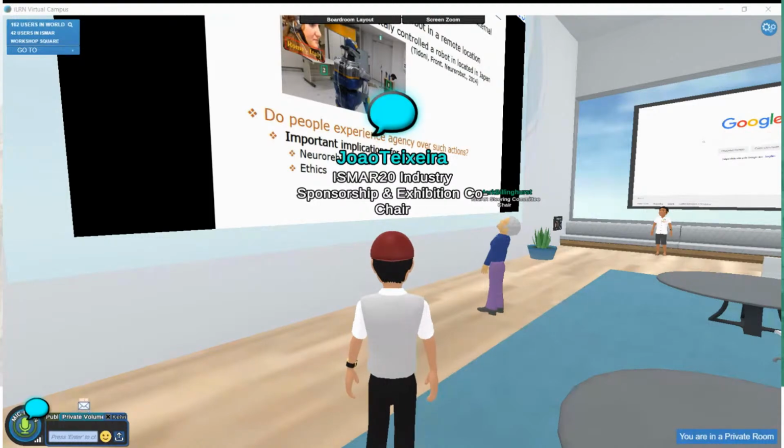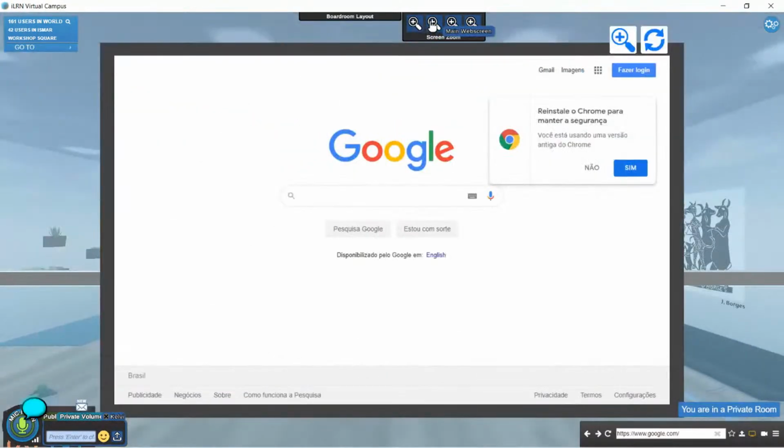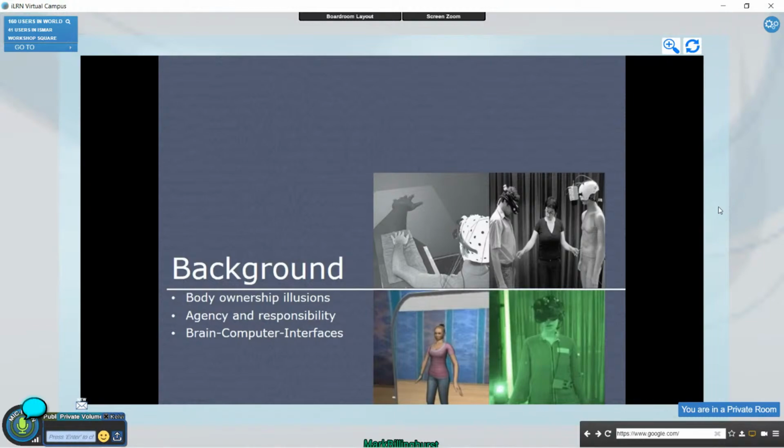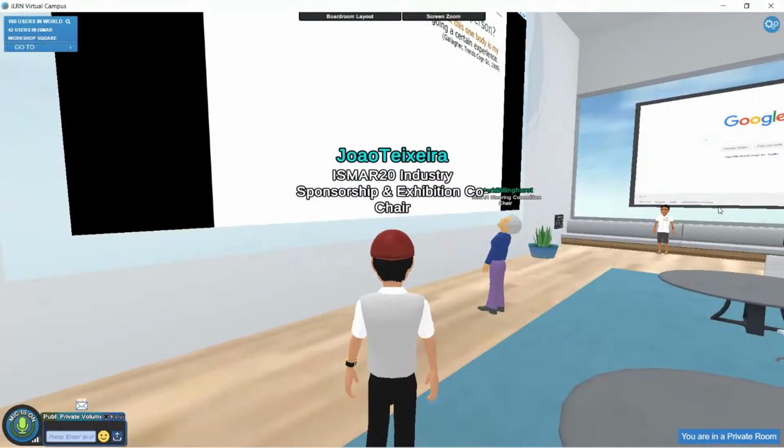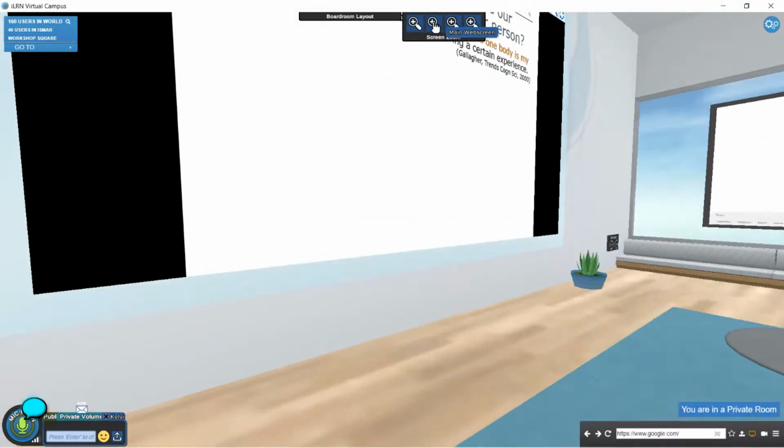Relevant from an ethical point of view, but it is also very relevant when using BCI for neurorehabilitation. Before going further, I would like to give you some background on body ownership, agency, responsibility, and brain-computer interfaces. So how do we know that a certain body is our body and not the body of another person? Referring a body to oneself has been shown to rely on correlations between visual and tactile stimuli and/or between visual and motor commands. A classic experiment named the rubber hand illusion can demonstrate this.